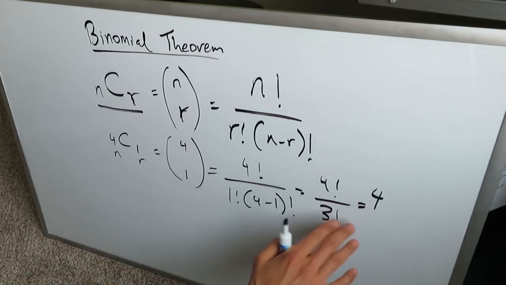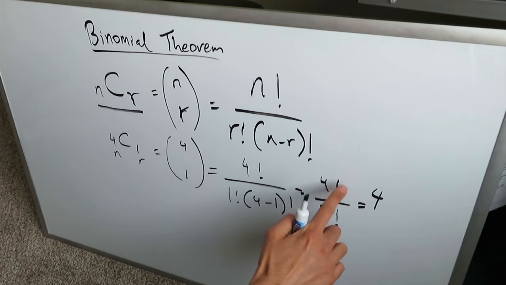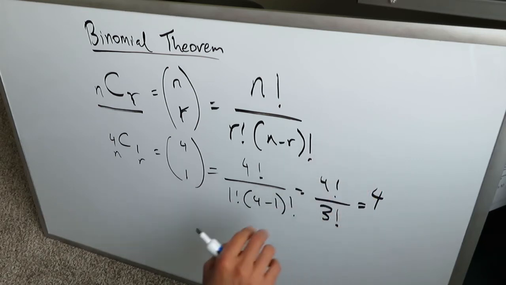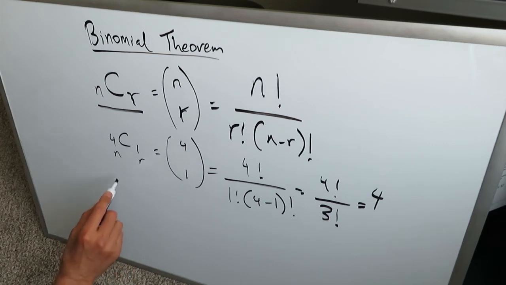Because the 3 factorial will cancel everything after this 4. 4 times 3 times 2 times 1, all of that will cancel out with this 3, leaving you with just a 4 on the top. Let's look at one more example before we get a little deeper.